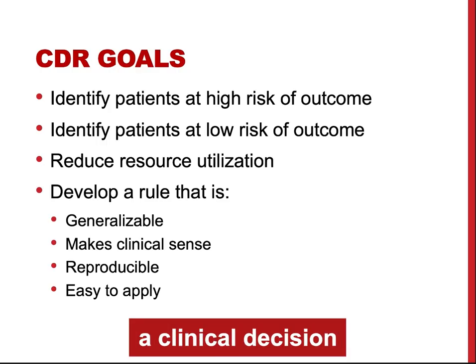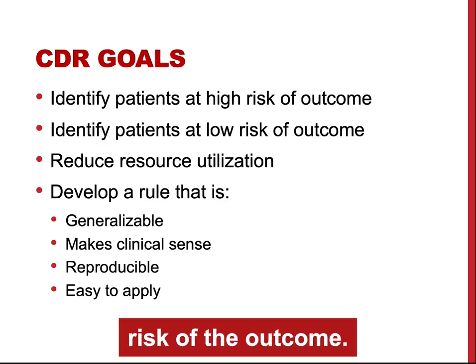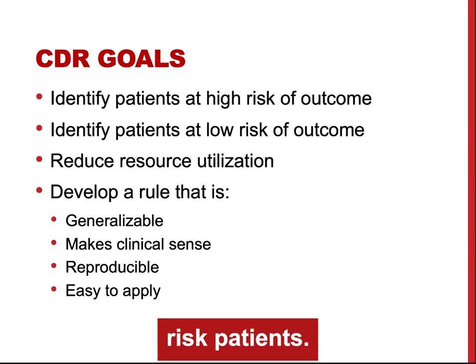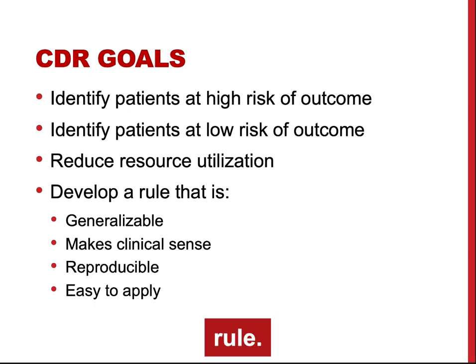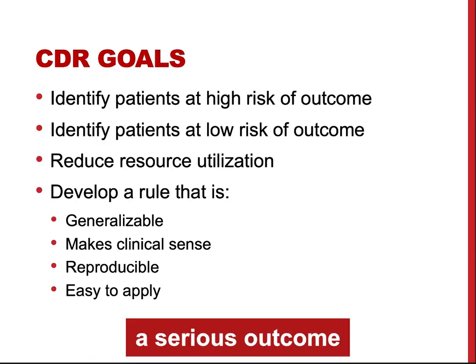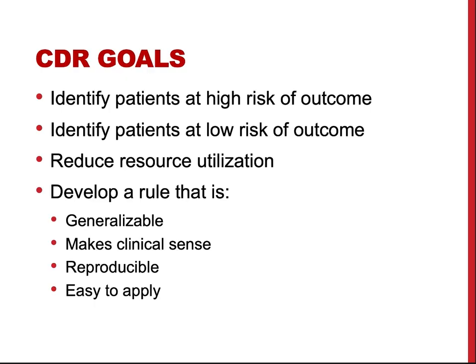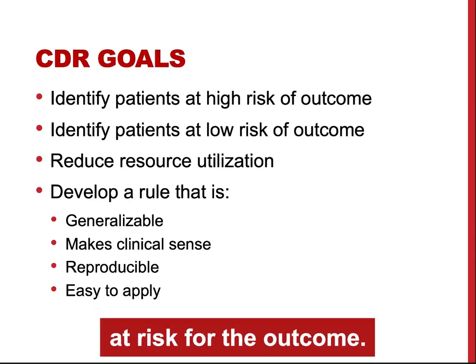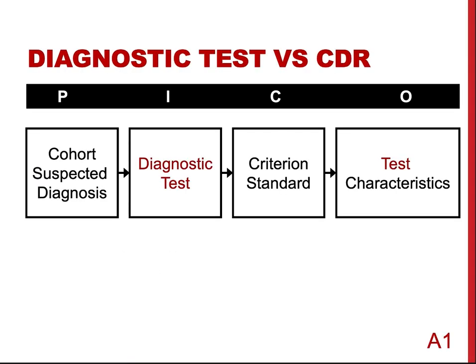The goals of a clinical decision rule are to correctly identify patients at high risk of the outcome, and to correctly identify patients at low risk of the outcome to reduce resource utilization in the low risk patients. In general, higher sensitivity is prioritized over high specificity in the derivation of a clinical decision rule. This is because missing a serious outcome is considered less desirable than reducing resource utilization. The aim is to derive a rule that is generalizable to the population at risk for the outcome, a rule that makes sense, is reproducible, and easy to apply.